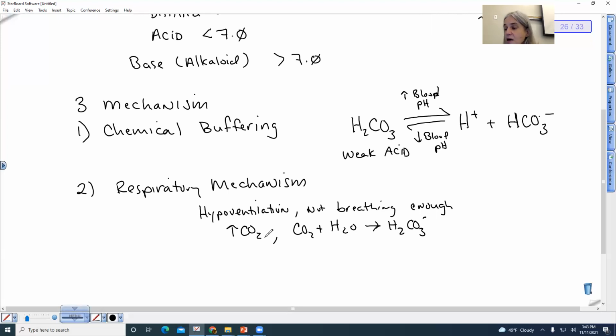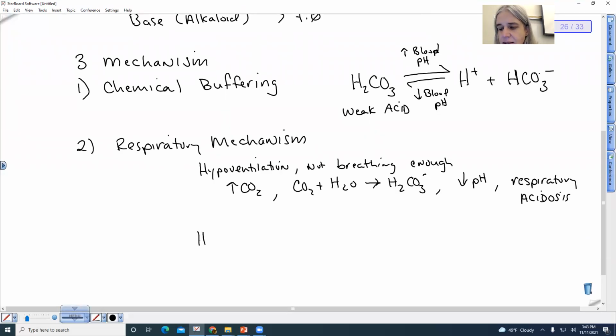So with increasing CO2, we have decreased pH, and that is actually what's detected in our body, which causes us to breathe more frequently. So respiration is detecting blood pH. So it decreases the blood pH, and this is what we call respiratory acidosis.